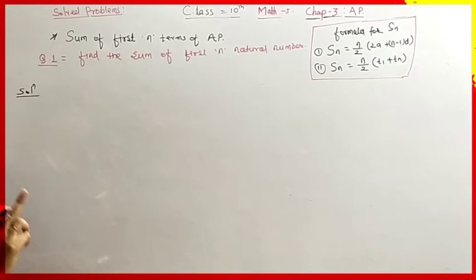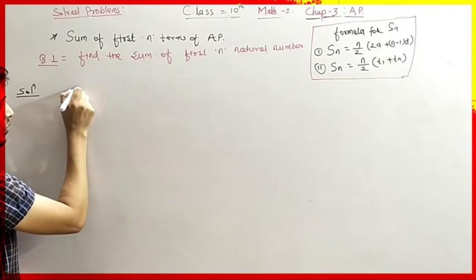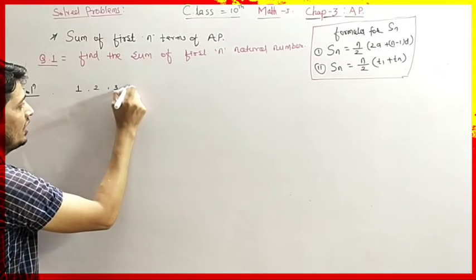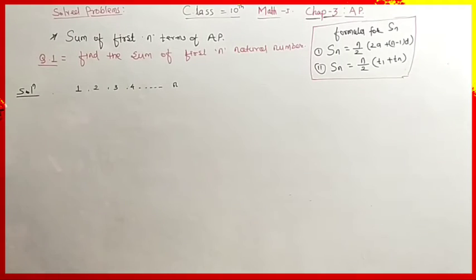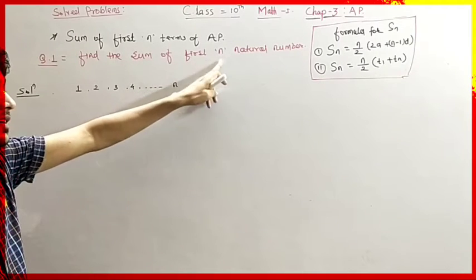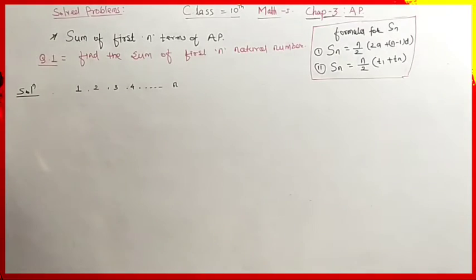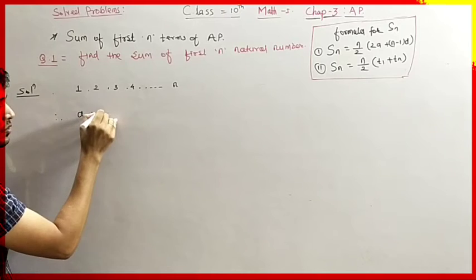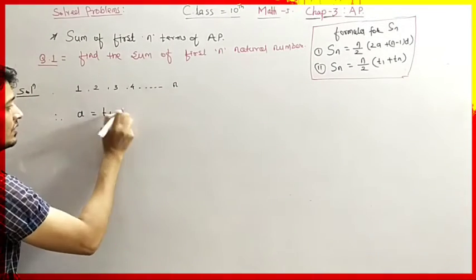We know what natural numbers are. They start from 1, 2, 3 up to infinity. So the first number will be 1, then 2, 3, 4 up to n, and we have to find the sum of the first n natural numbers. The first number will be 1 and the last number will be n. Therefore a, which equals T1, the first term, is 1.